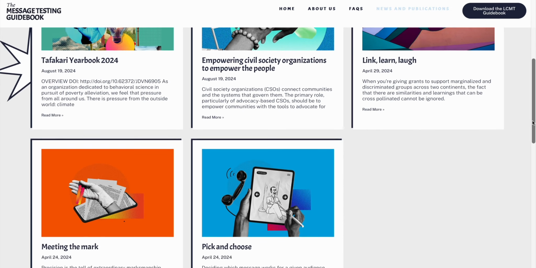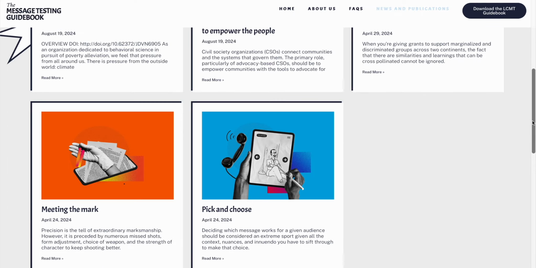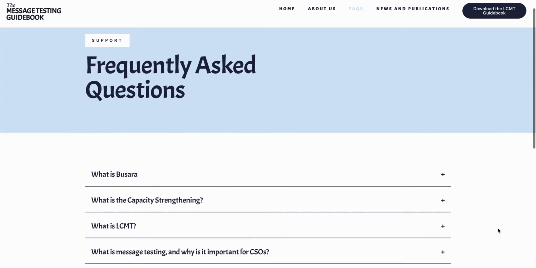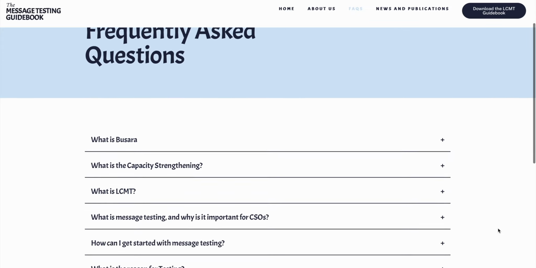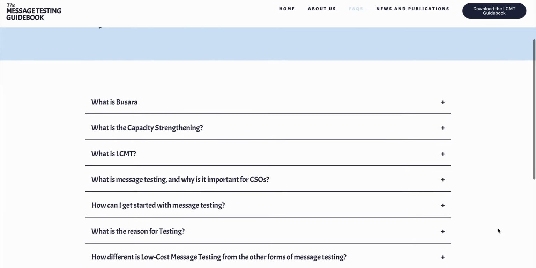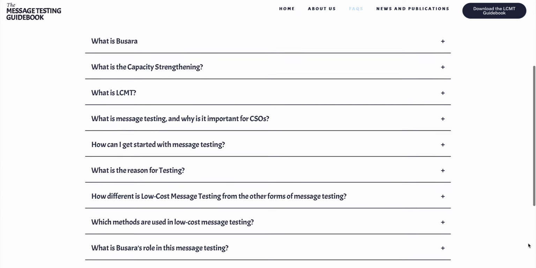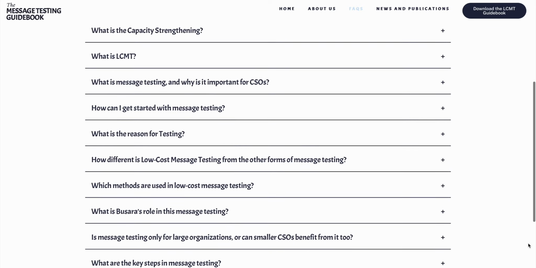With regards to LCMT, we tend to receive a lot of questions, either if it's someone we've been working with for a long time who already knows what LCMT is, or even someone who's encountering it for the first time. So under the FAQs tab, people can get to learn about some of the frequently asked questions, whether it's about our training initiatives, how they can use the guidebook, as well as other interesting questions that are important and relevant to the use of the guidebook.